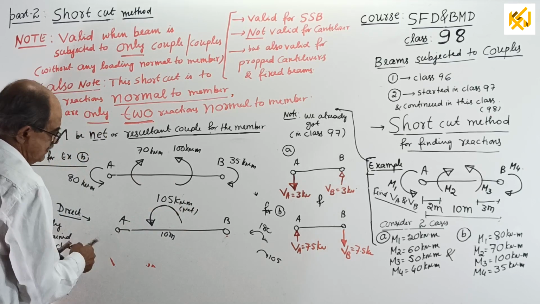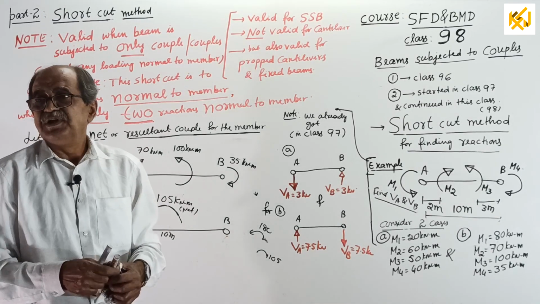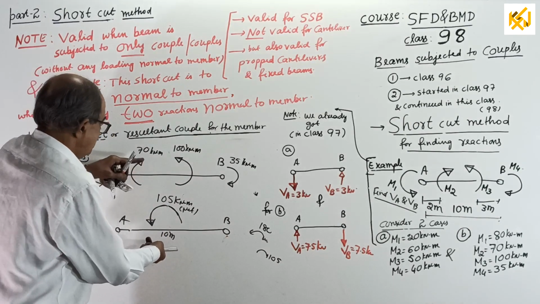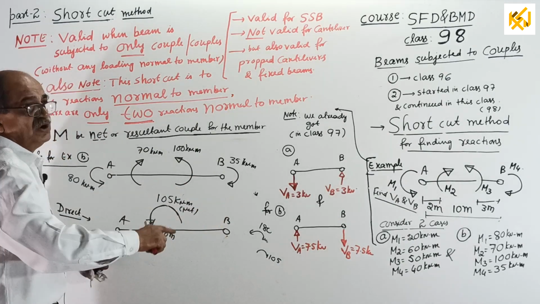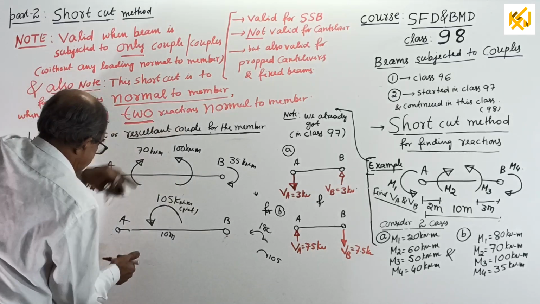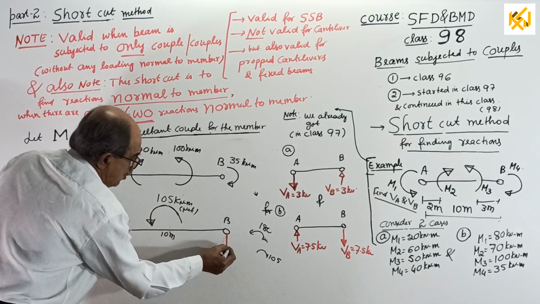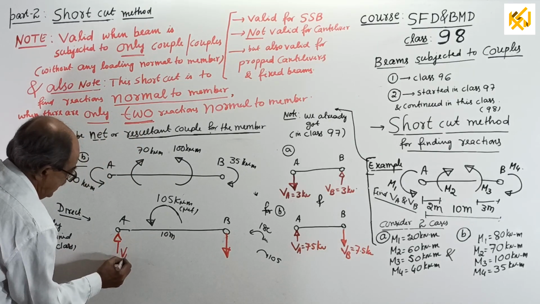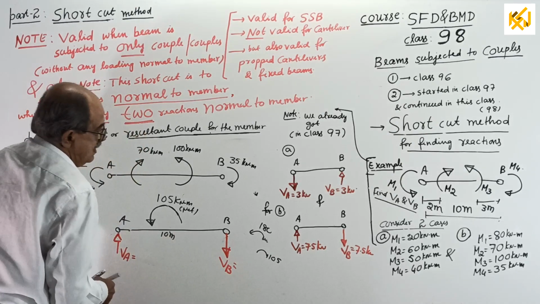Okay. Now, that's all. Go to option number 1, which is the systematic approach. This is an anti-clockwise couple. So these two support reactions should create a clockwise couple. To create a clockwise couple, you require an upward reaction here and a downward reaction here. This is VA equal to, this is VB equal to.